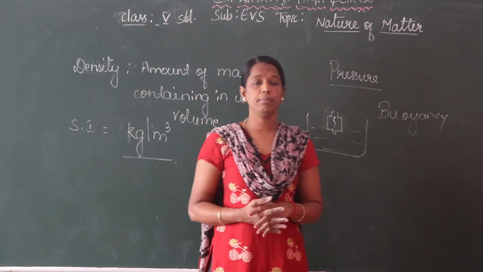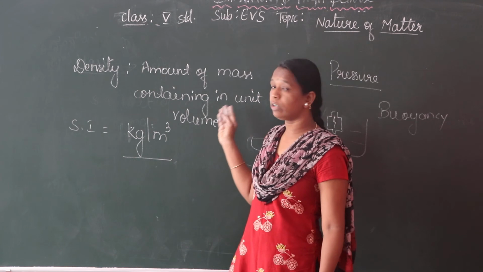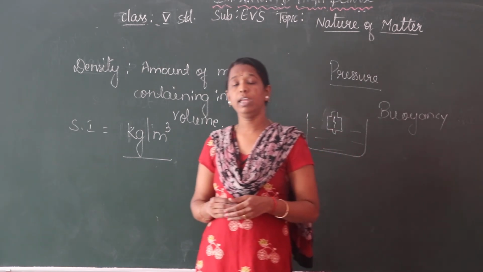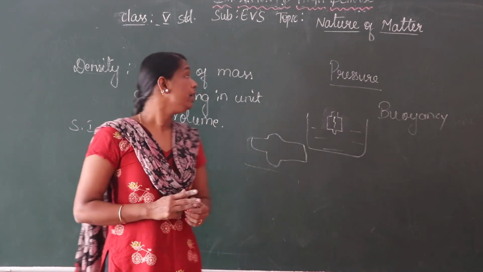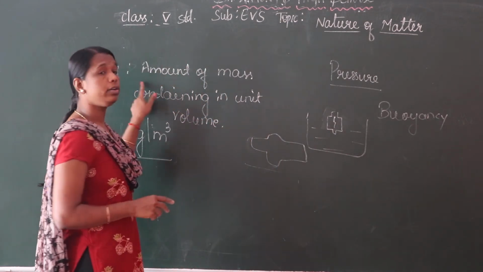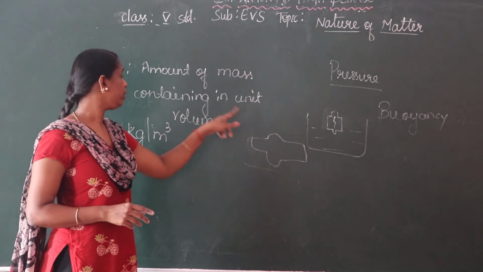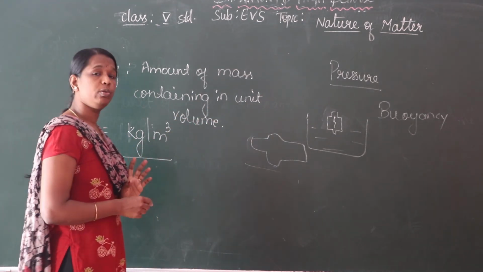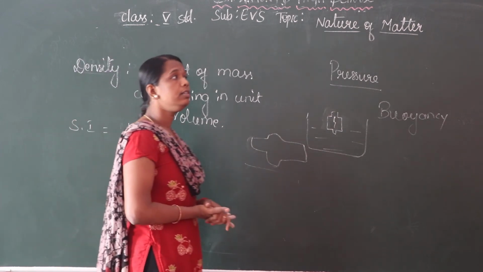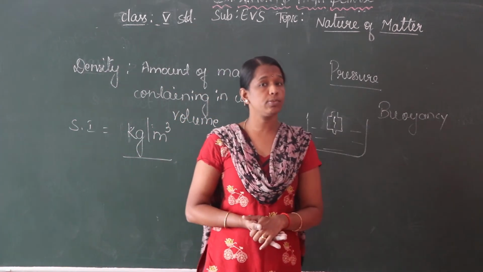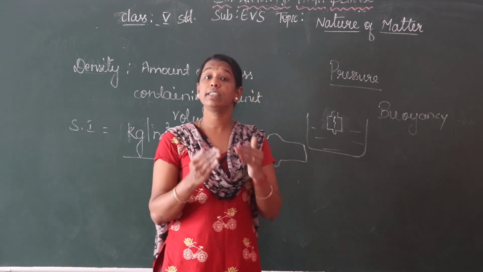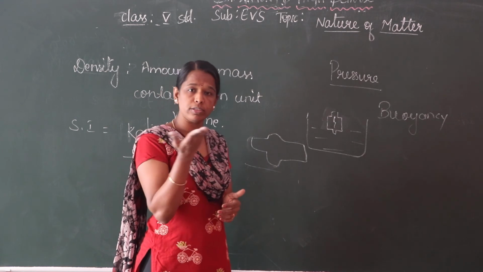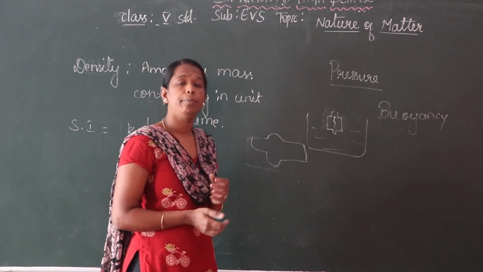And then mass. Mass is the amount of matter, expressed in kilograms. Okay. And then density, the amount of mass contained in a unit volume. It is expressed in kg per meter cube. The density of oil is less than the density of water. That's why the oil floats on the water surface.